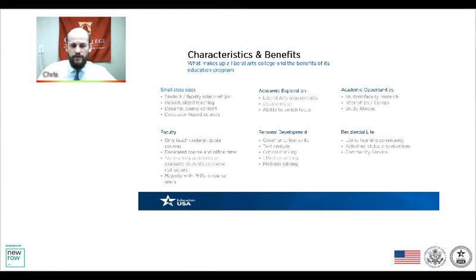It also allows for our students to have more of an individualized approach to their education. Not all students learn the same. And so having a smaller class size allows our faculty to be a little bit more nimble, a little bit more flexible in how they teach.